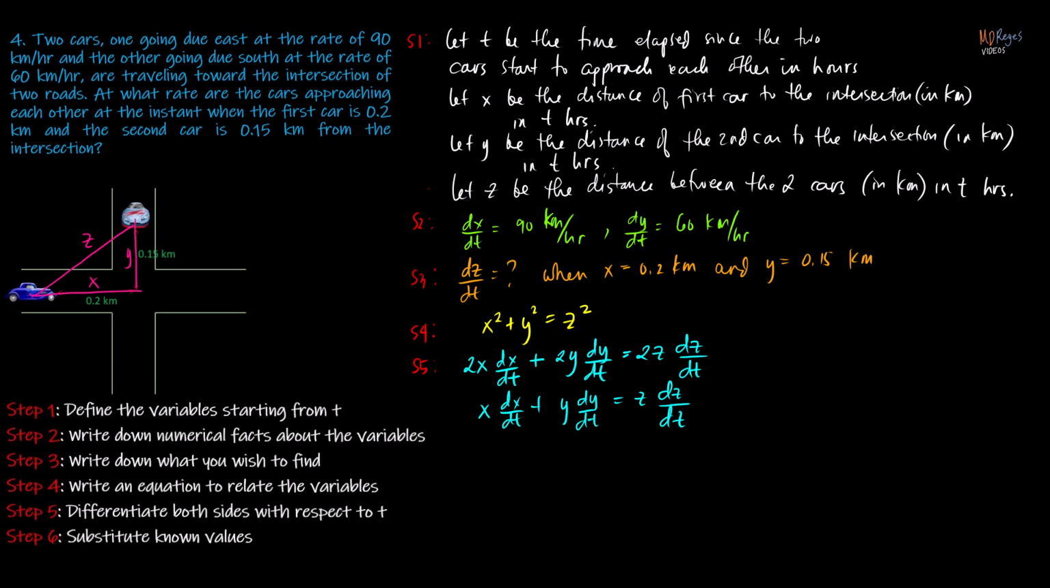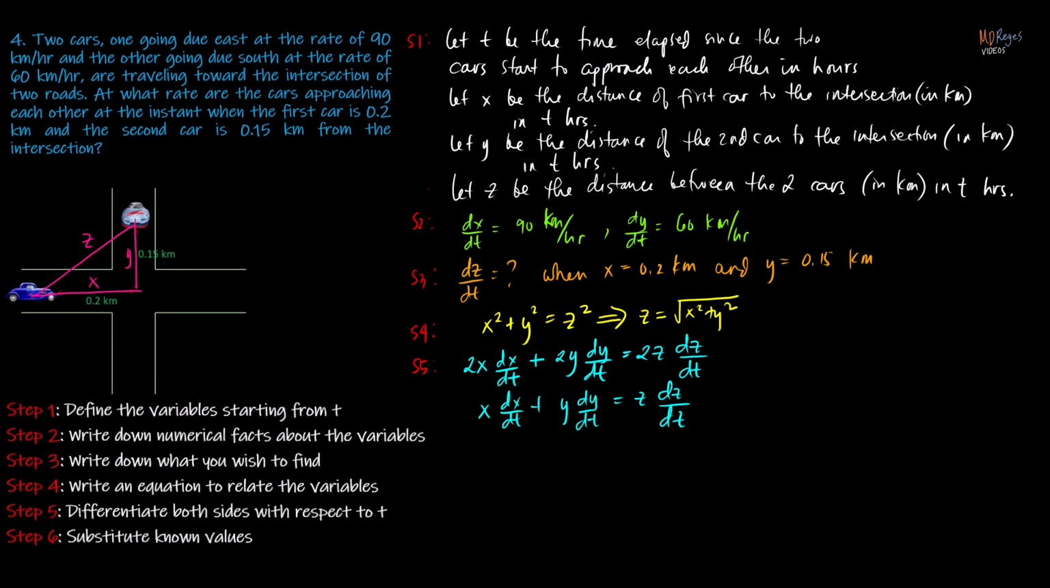Now we are solving for dz over dt. You are given dx over dt and dy over dt. And you are also given the values of x and y, but you are not given the value of z. But it's very easy to solve for z given the Pythagorean theorem in step 4. In step 4, we can write z if we get the square root of both sides of the equation. So z is the square root of x squared plus y squared. Now remember, we want dz over dt whenever x is 0.2 and y is 0.15. So we can just substitute 0.2 for x and 0.15 for y to get the value of z.